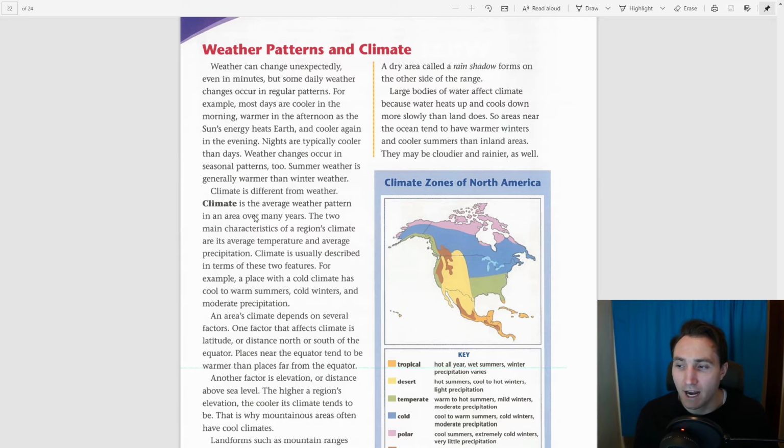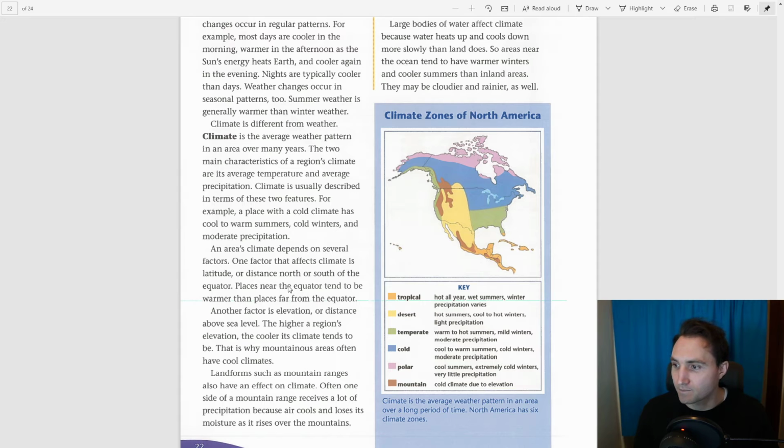And why did it say characteristics and not factors of climate? Well, remember, characteristics or properties are things that can be measured, right? So air temperature and precipitation. Oh, I struggle saying that. Sorry, guys. Temperature and precipitation are things that can be measured, okay? And so those are the two main characteristics of climate. Climate is usually described in terms of these two features. For example, a place with a cold climate has cool to warm summers, cold winters, and moderate precipitation.